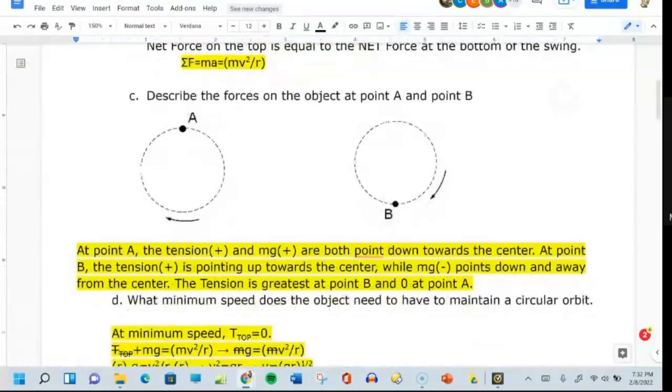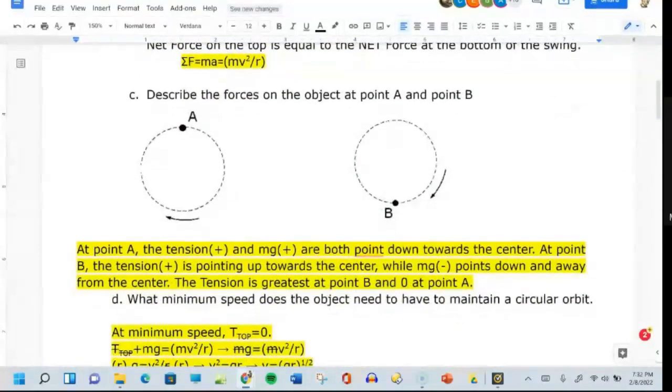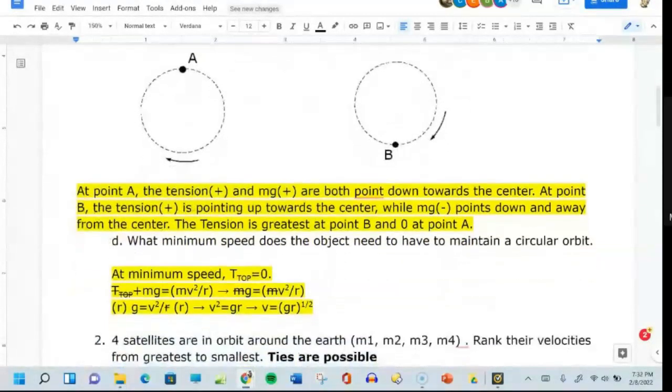You've got an object going in a vertical circle. I describe the forces at A. Well, at A, the mg and the tension point down. They're both positive. How about B? Once again, the tension would be towards the center, and the weight would be down. That's why the tension has to be so great at the bottom.